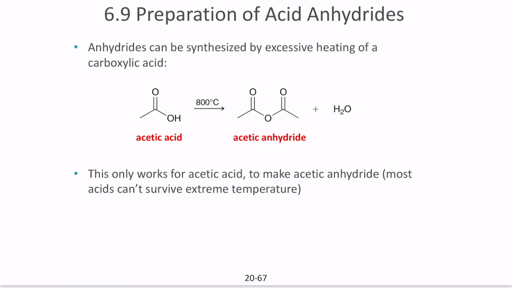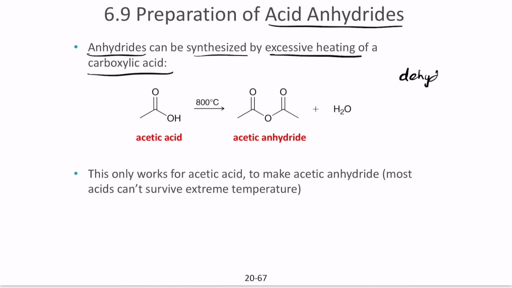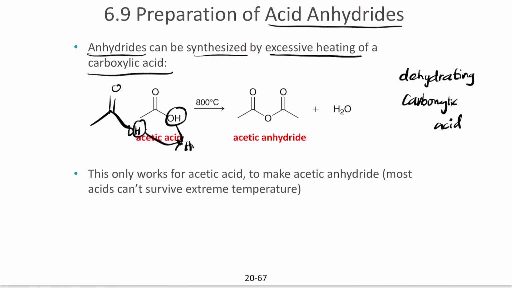Next, let's move on to acid anhydrides. Anhydrides are basically synthesized by heating carboxylic acids, especially excessive heating. What we are basically doing is dehydrating carboxylic acids. When you remove water, for example, if you have two acetic acid compounds, the OH group and the H combine and form H2O, and this will vaporize. Whatever is left, the oxygen will now attach to the carbon and form acetic anhydride.